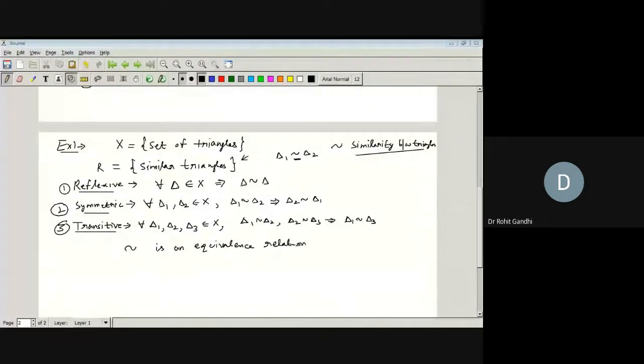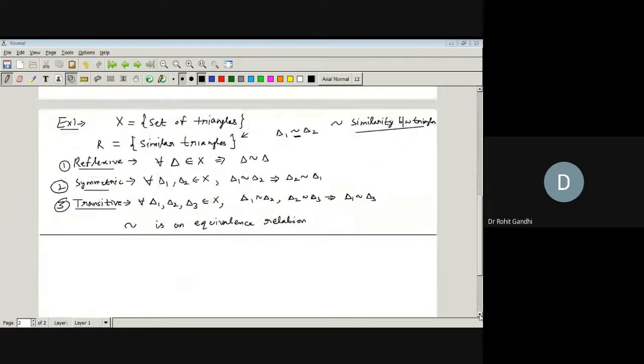So I have started with a very basic example. Similarity, which we all study in our 9th-10th classes, and we study quite a lot of rules too. So based on that, we have seen that the relation of similarity between the triangles is an equivalence relation.